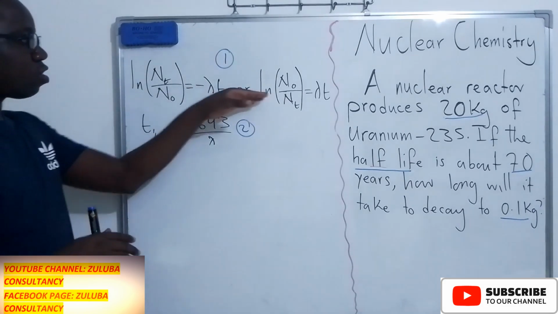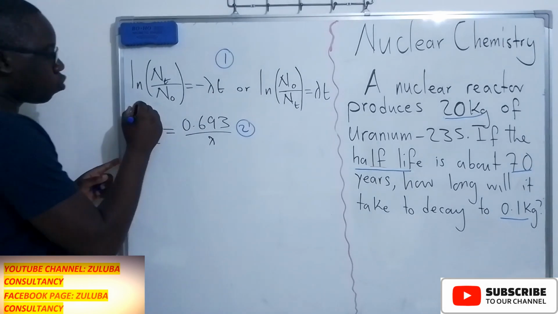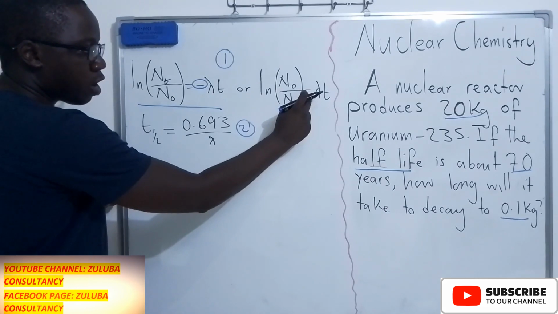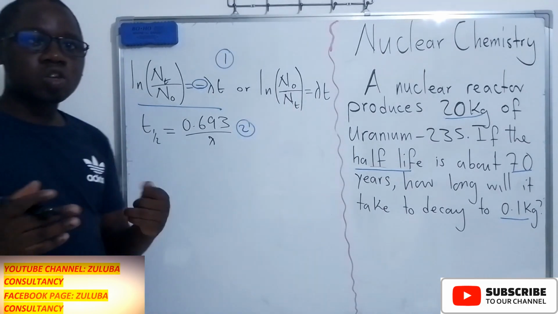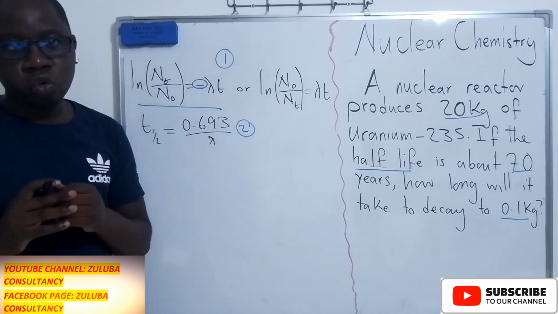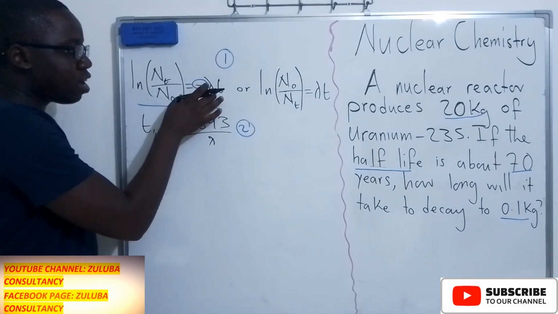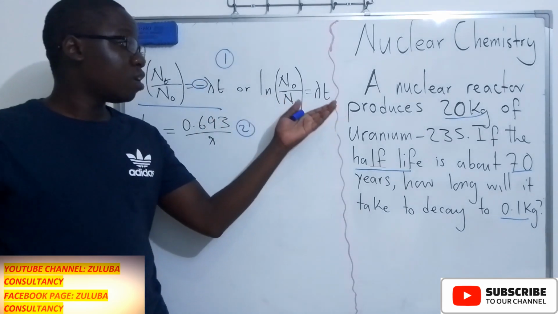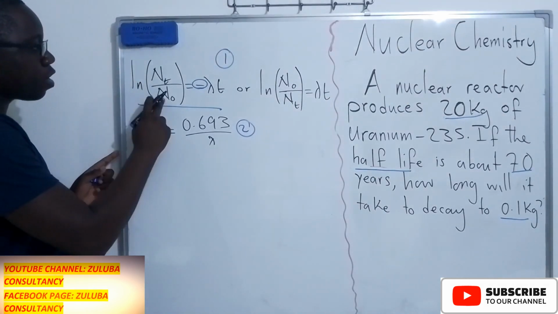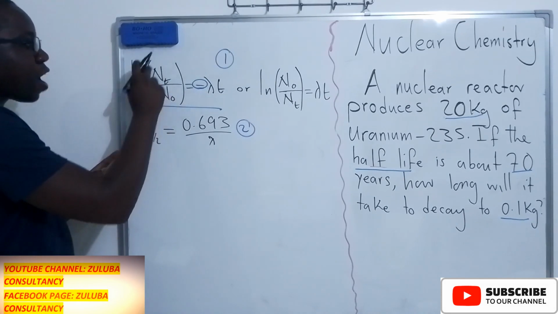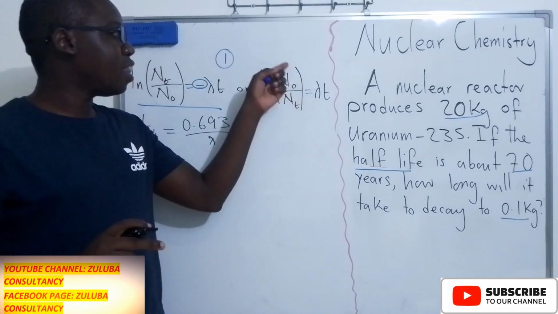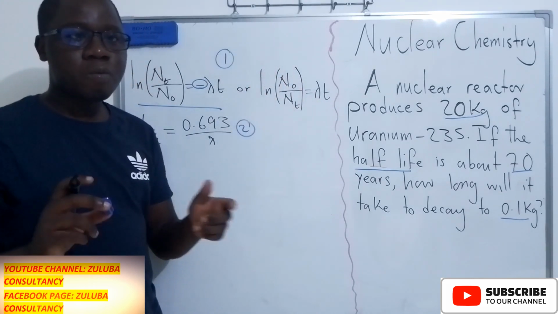Now, when you look at the first equation, you will notice that we have put a negative sign here. Then the second one does not have a negative sign. So as a student, you need to choose which equation is of comfort to you. How do you differentiate the two? The one with the negative sign, the final mass is the numerator, while the one with the positive sign, the initial mass is the numerator.